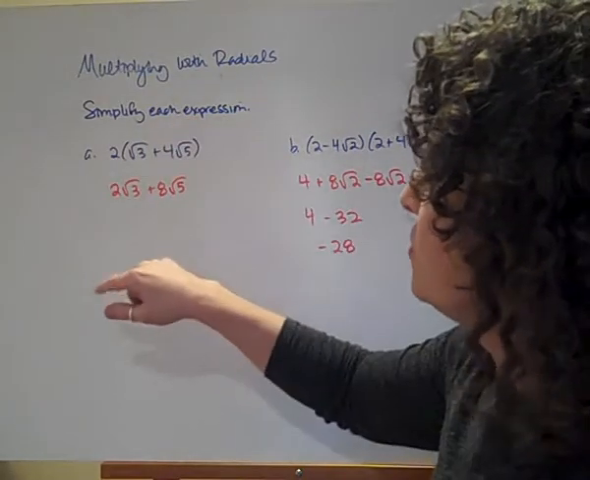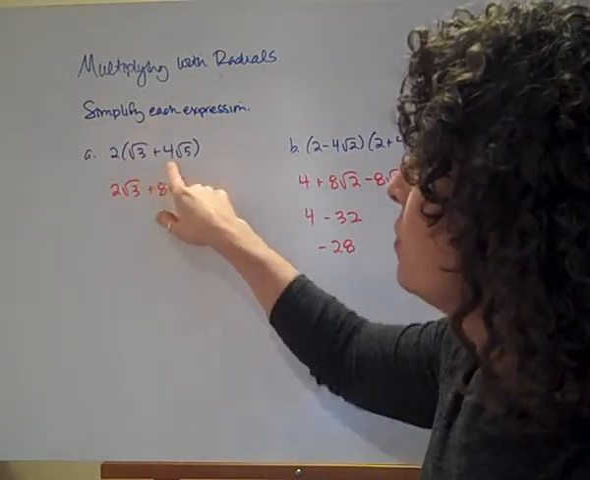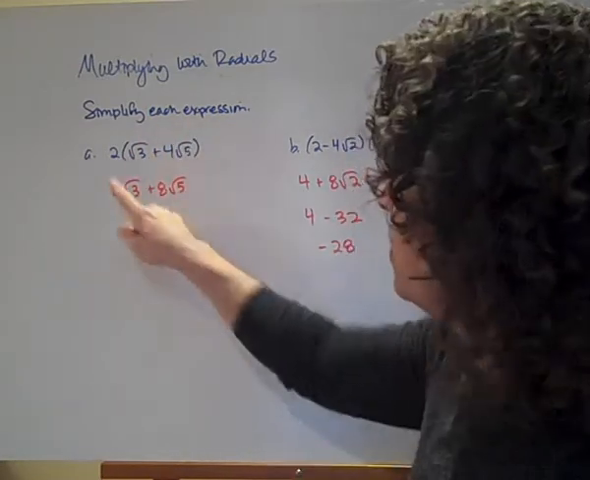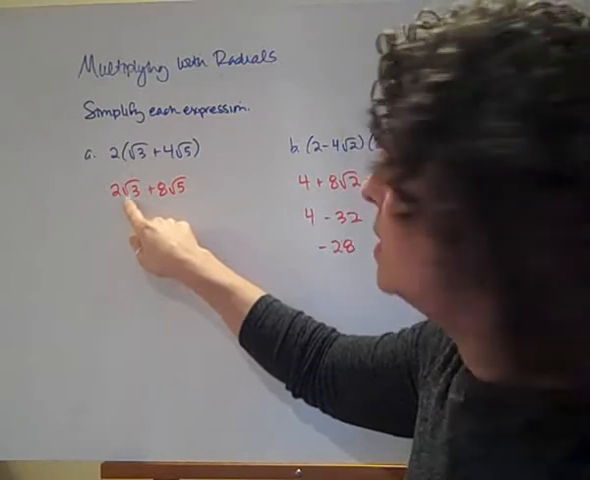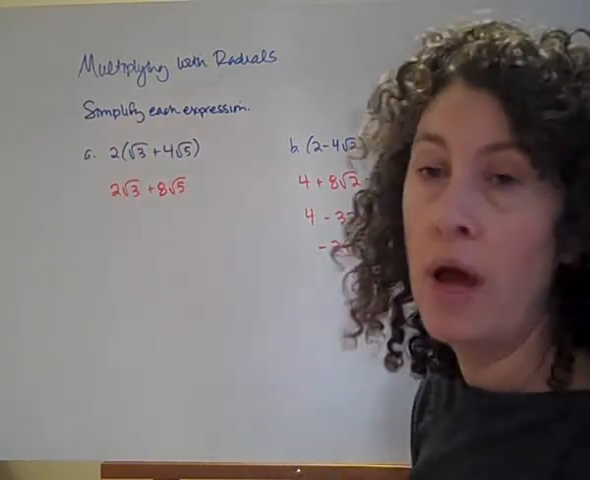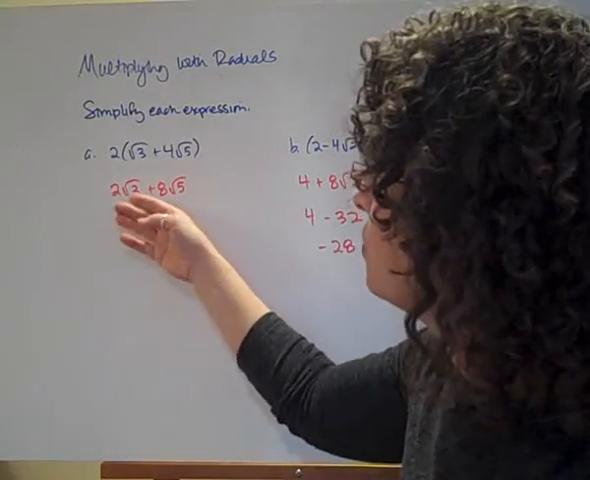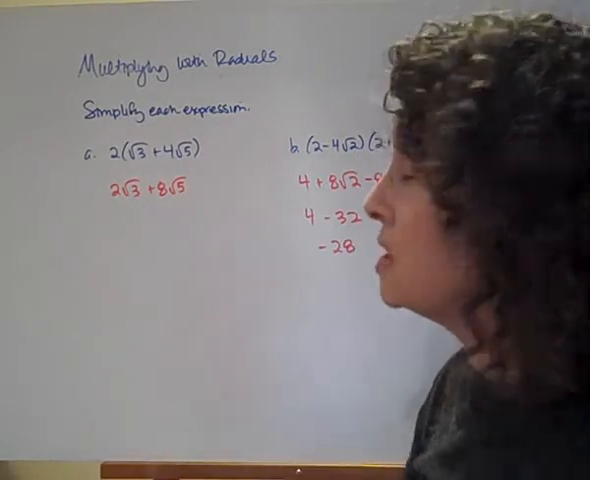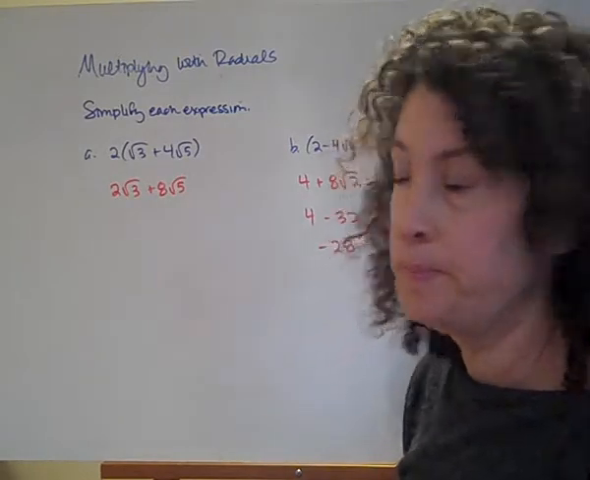So we're going to simplify each of these expressions. I have 2 radical 3 plus 4 radical 5. This is our distributive property basically. I'm going to do 2 times radical 3, and I'm going to do 2 times 4 radical 5. 2 times 4 gives me 8 radical 5. So I end up with 2 radical 3 plus 8 radical 5. I don't have any perfect square factors in those radicands, so I'm done.